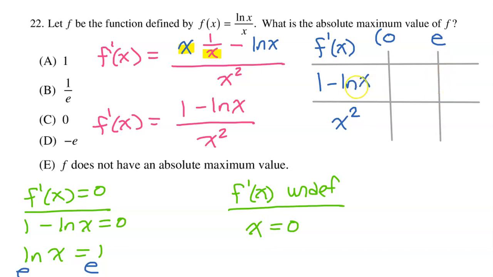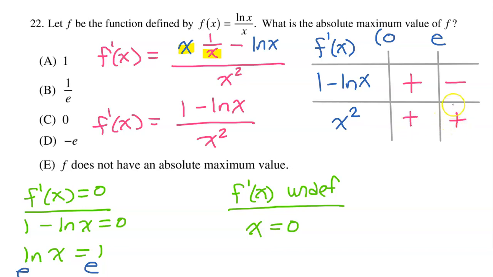So right at e, this factor has a value of 0. For values of x that are greater than e, natural log x is going to be bigger than 1. So we have 1 minus something that's bigger than 1, so we are going to get a negative value. For values of x that are between 0 and e, natural log of such a number will be less than 1. So when you subtract 1 minus something that's smaller than itself, you are going to get a positive value. So 1 minus natural log x is positive in this interval and negative in this interval. Of course, x squared is positive everywhere because it is squared.